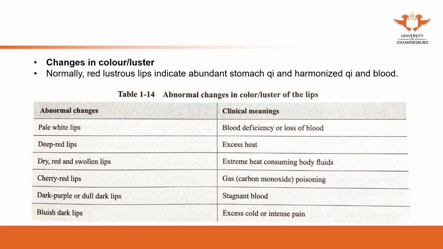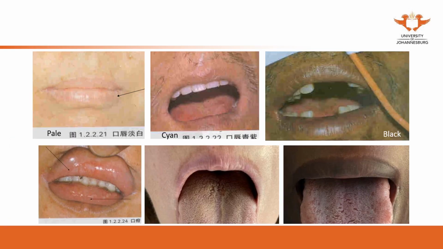Until now, whenever you see pale white or pale, you should reflect deficiency. Okay, so for this content, you can go through it by yourself. If you're still confused, you can contact me. In the lectures, we're going to focus on some images to show you how to observe.